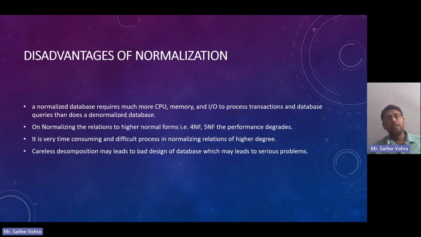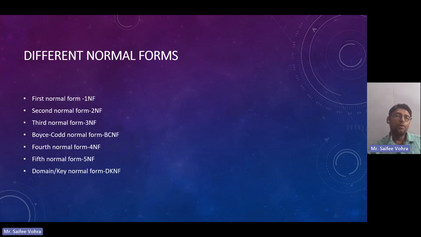It is a time consuming and difficult process, and also a careless decomposition may lead to a bad design of the database. These are some of the normal forms available in DBMS: first normal form, second normal form, third normal form, Boyce-Codd, fourth, fifth, and DKNF, domain key normal form.